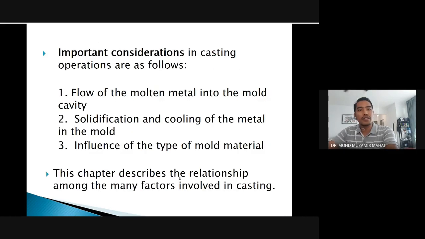Some important considerations in casting operations are as follows. Number one, the flow of the molten metal into the mold cavity. Secondly, the solidification and cooling of the metal in the mold. And third, the type of mold materials, which may influence the whole process and also the final product. So this chapter will describe the relationship among the many factors involved in casting.